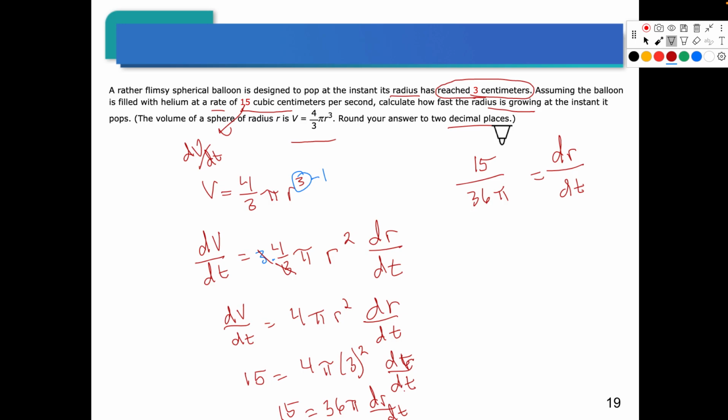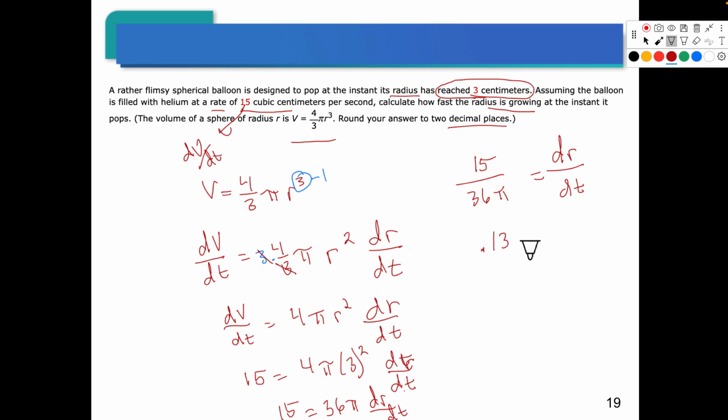So 15 divided by 36. Let's see, where's the pi button? There's the pi button. 36 pi. And I get, to 2 decimal places, 0.1326, so 0.13 will do.